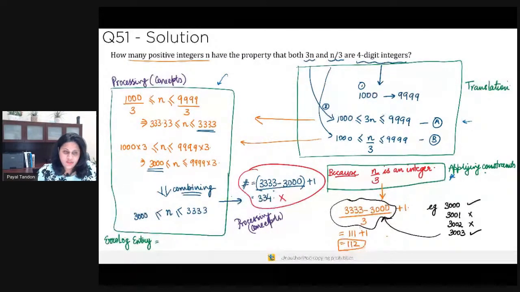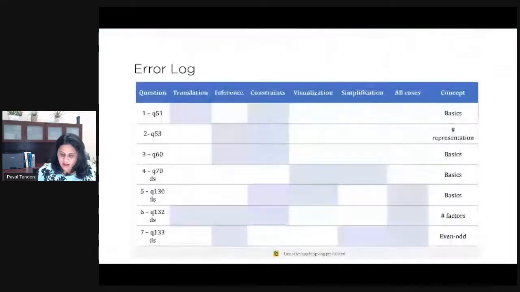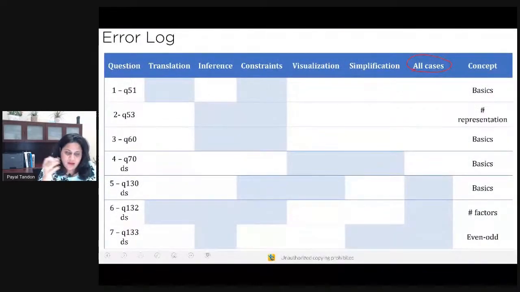So if we were to now do the error log for this, the error log will be that a number of you were able to do the translation, but some of you were not able to do the constraint. So whenever you are doing a strategic review of the question, what you need to do is look at the solution, figure out which step of the solution you faltered at, and then try to put them in these buckets. And these are very, very well-defined buckets. Translation.